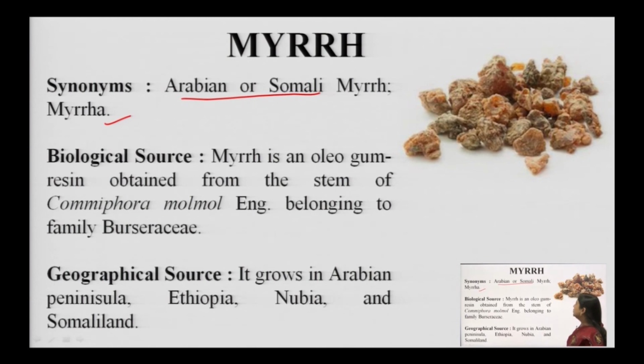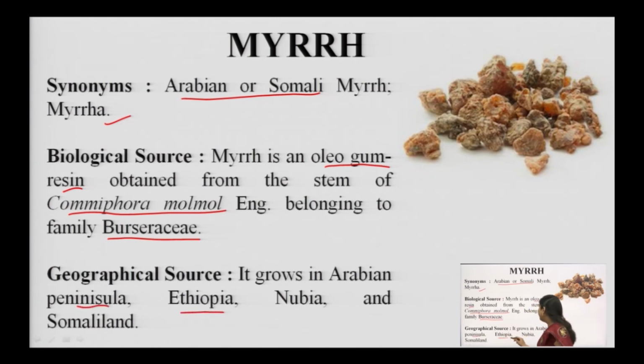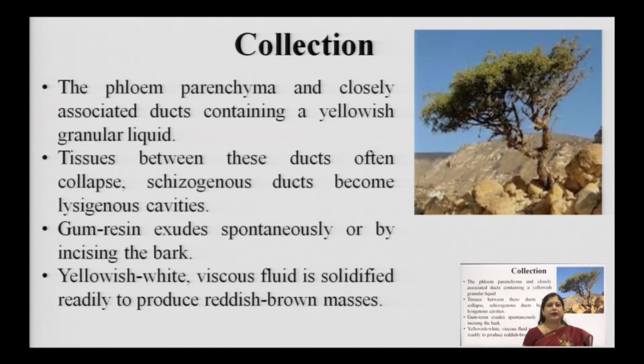And the biological source is that myrrh is an oleogum resin which is obtained from Commiphora molmol. Okay, Guggul was mukul, this is molmol, belonging to the same family Burseraceae, and it is generally found in the Arabian Peninsula, Ethiopia, Nubia and Somaliland. So, it is generally found in the Arabian as well as African countries.